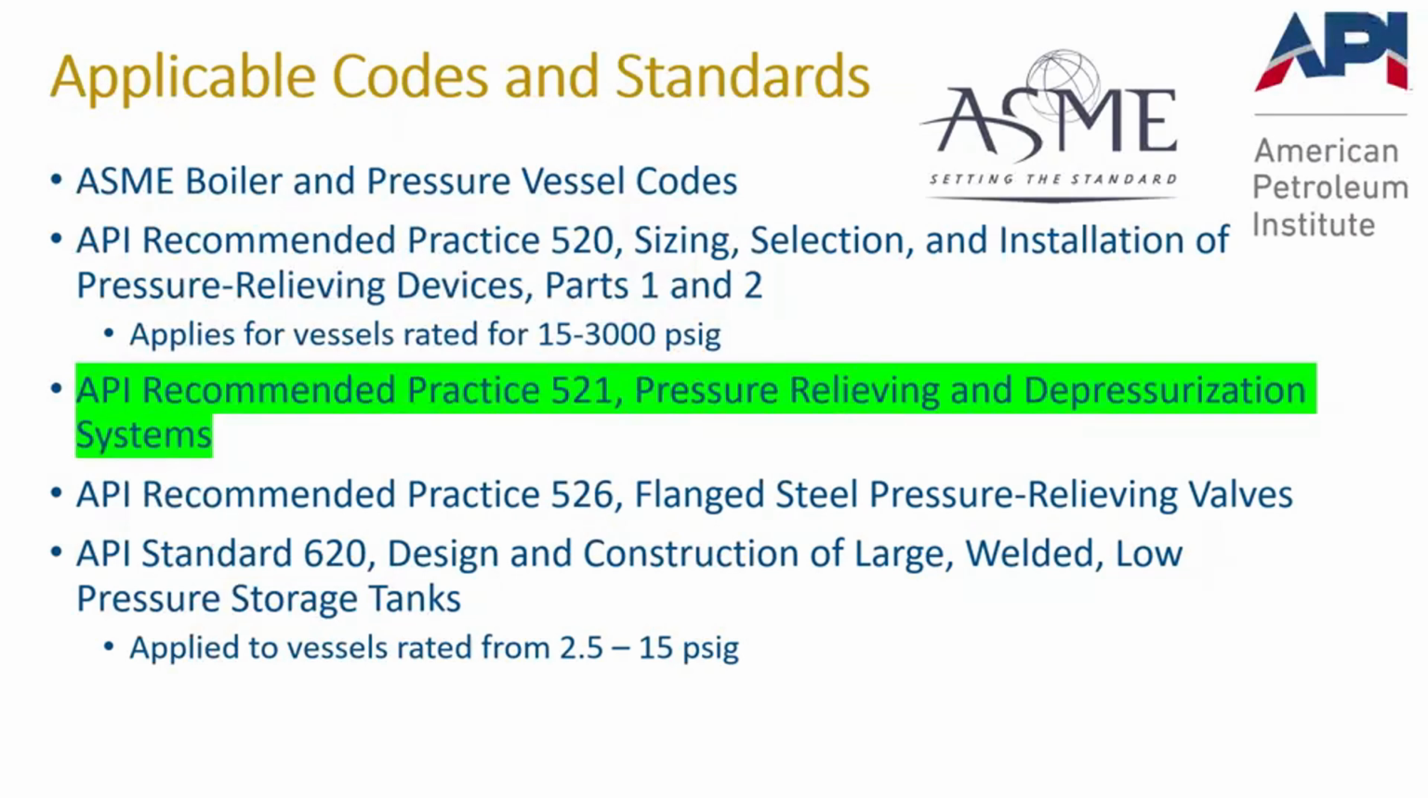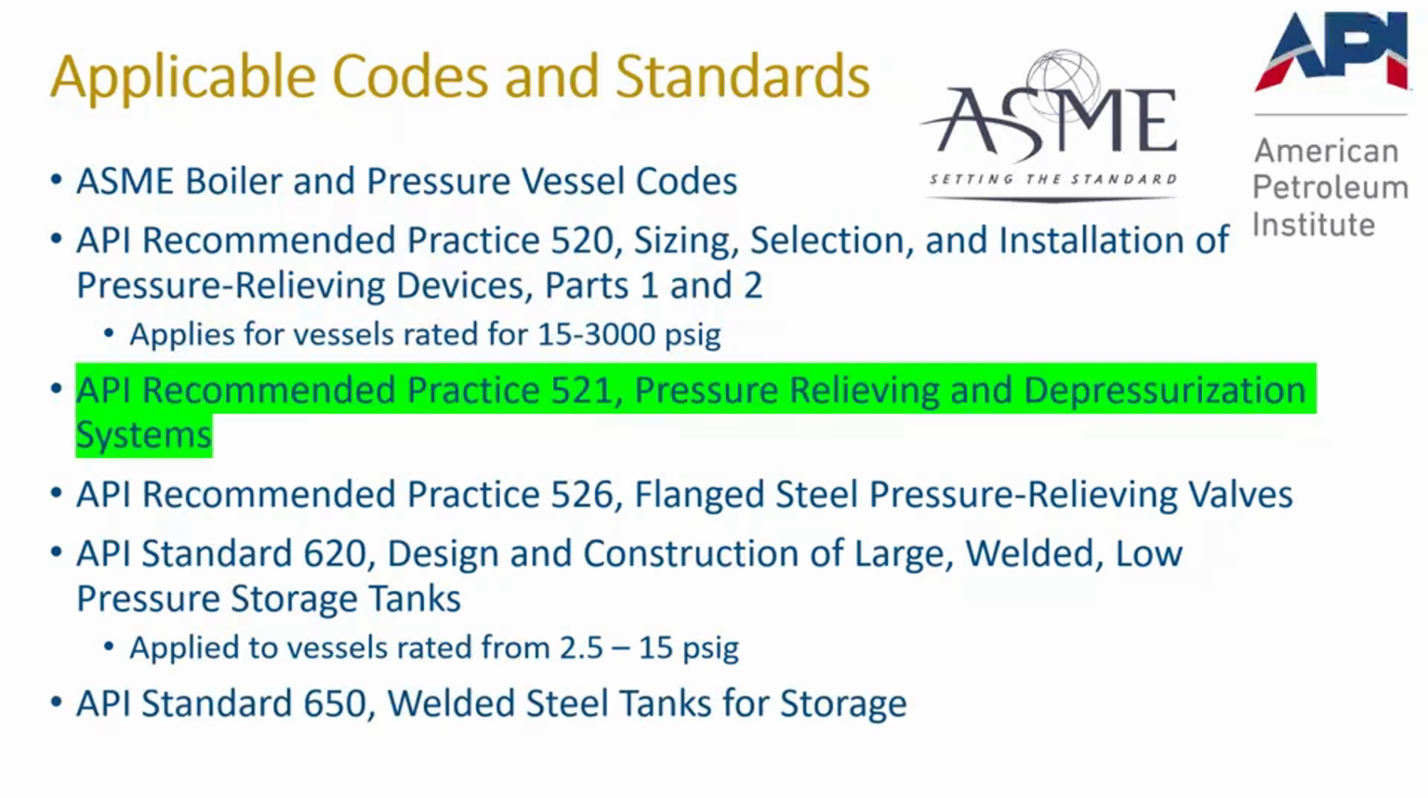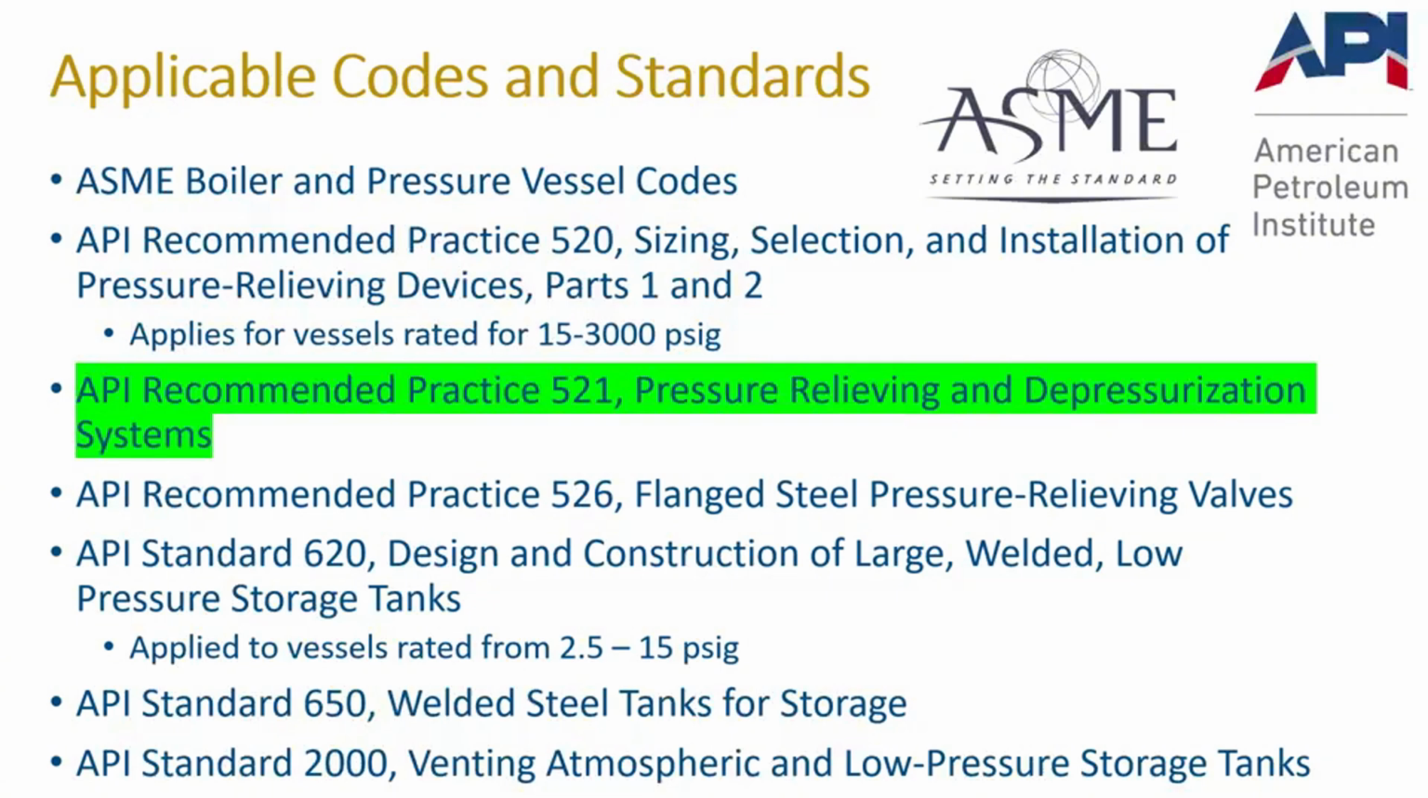API standard 620 deals with the construction and design of large welded low-pressure storage tanks. API standard 650 deals with welded steel tanks for storage. And finally, API standard 2000 deals with venting atmospheric and low-pressure storage tanks.